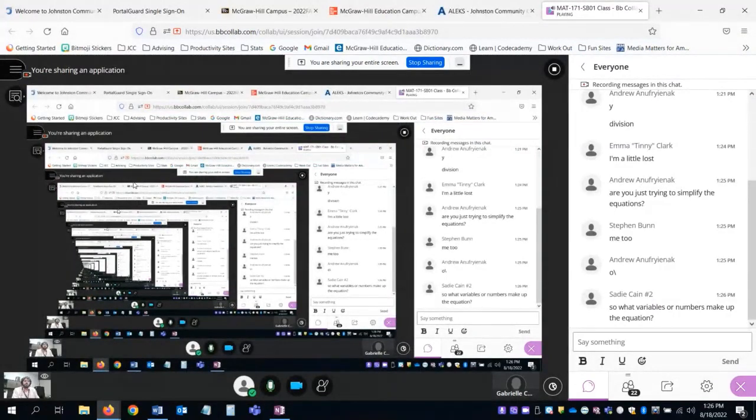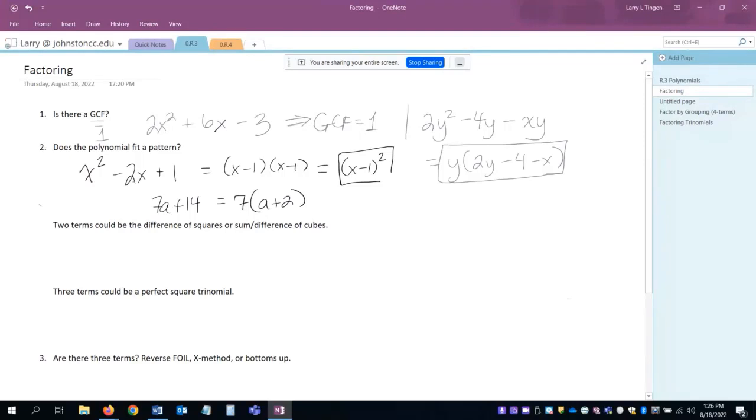What variables or numbers make up the equation? Whichever ones they want to be. It doesn't matter as long as the numbers fit into the pattern. So let me write out these patterns a little better this time.